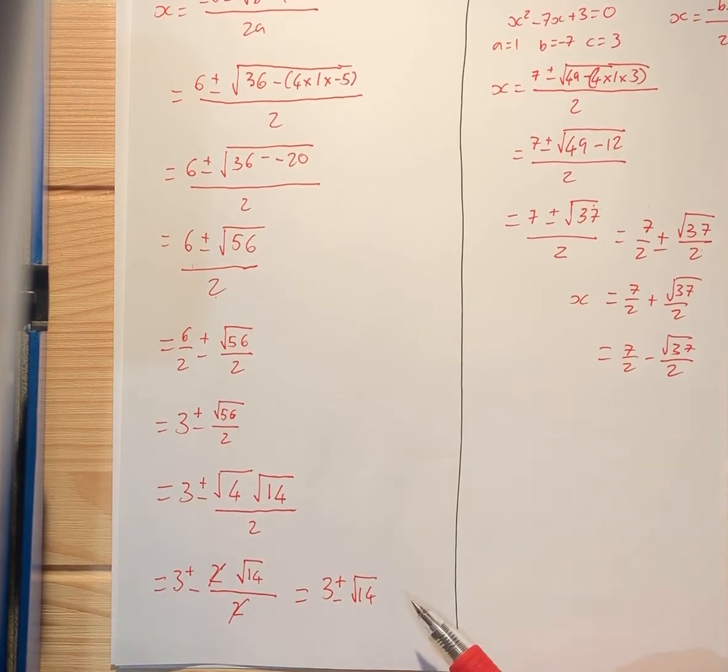Now, root 14, I can break it up, but I can only split it up into root 2 and root 7, which themselves won't simplify anymore. So I'm going to leave it like that as my final answer.